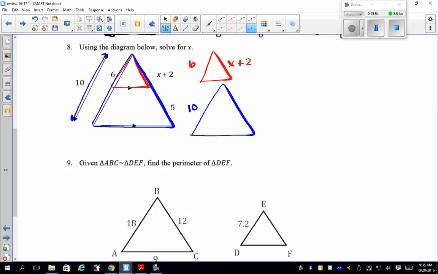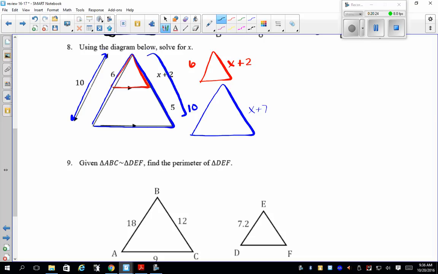Now I need to find this other whole side though. And when I have two parts, in order to get the whole side, I'm going to add them up. So I'm going to add x plus 2 plus 5, which if I combine like terms is going to be x plus 7. I'm going to erase this so we don't get confused. Okay, so that's where the x plus 7 came from.